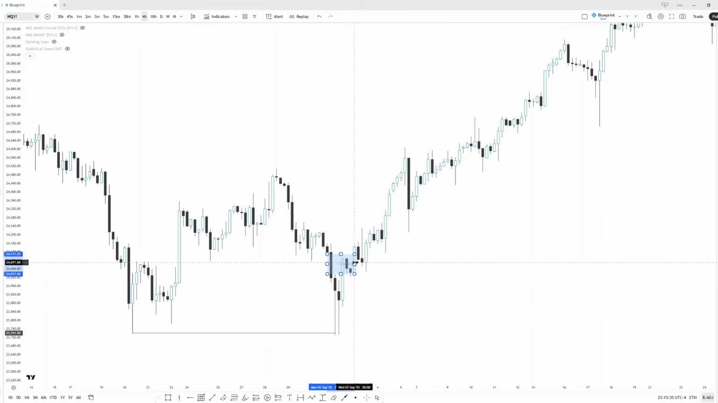And so here we have a bullish one, right? We have price sweeping this low. Very simple to understand. Price closes above it. This becomes a bullish iFVG.